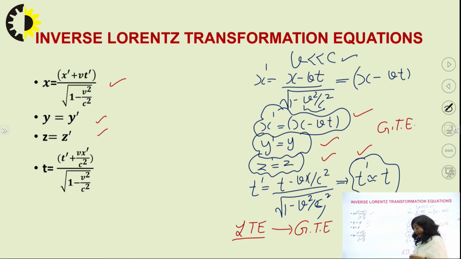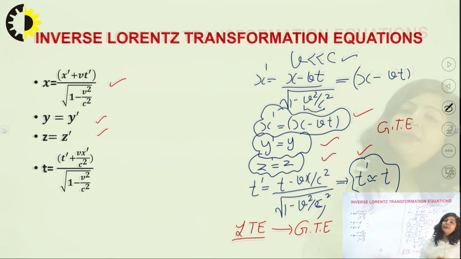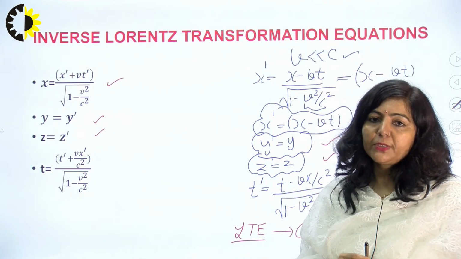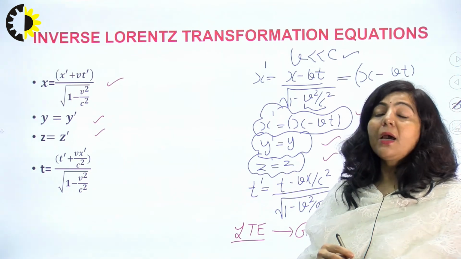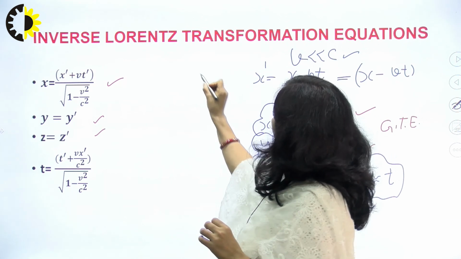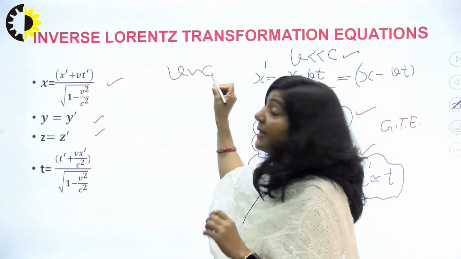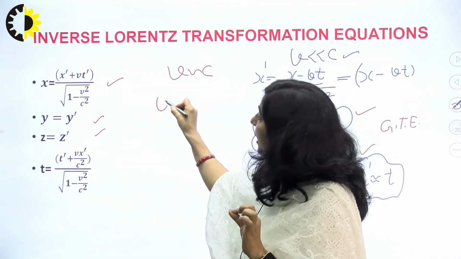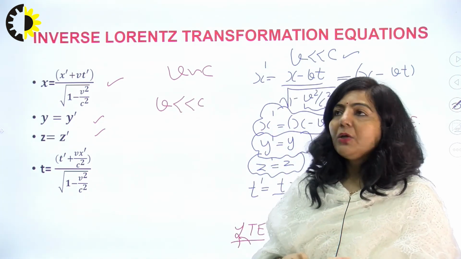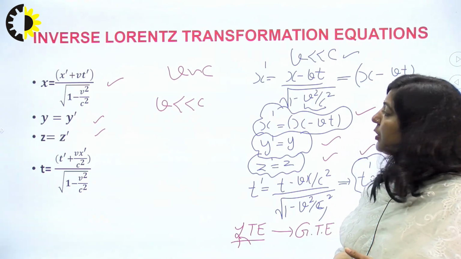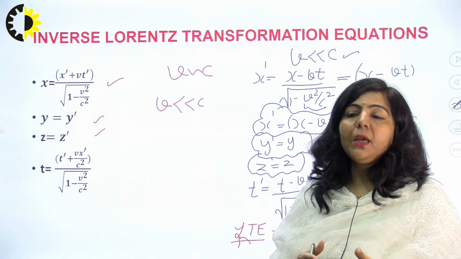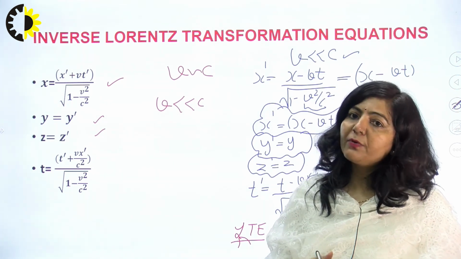So we can conclude our lecture like this. Lorentz equations are a set of 4 equations, and they are mainly applicable when V is comparable to C. But these equations are equally applicable when V is very, very small with respect to C. That is the beauty of the Lorentz equations, and they are responsible for all the changes in different parameters in relativistic mechanics.